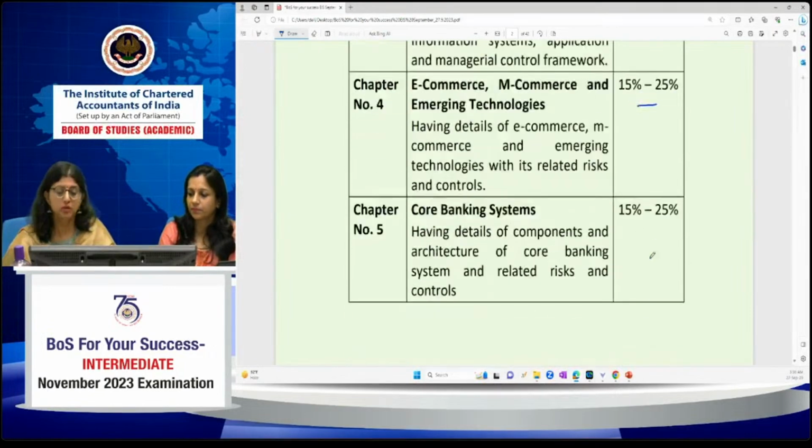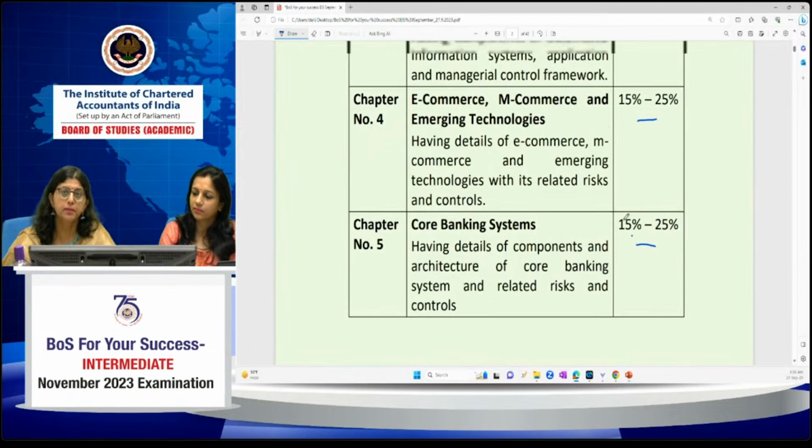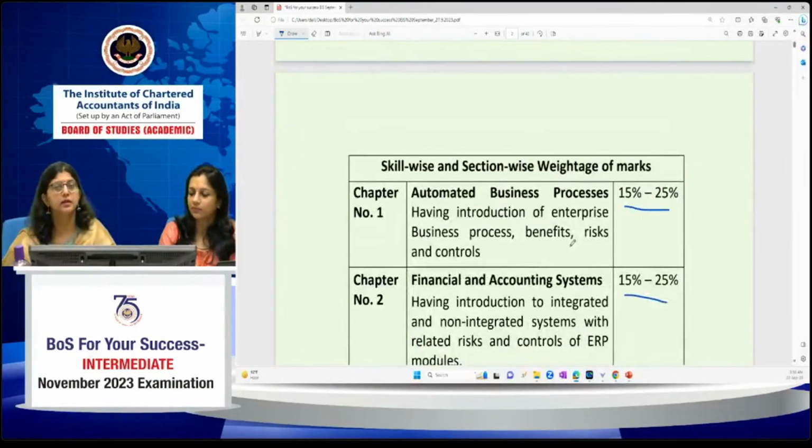So now if you see, that means the coverage is consistent. It's the range which is given there. So if suppose 8 marks questions are coming from chapter 1, then 12 marks questions will come from say another chapter. But it won't vary much because the range is consistent, which is 15% to 25%.